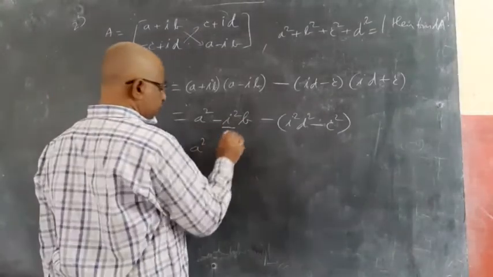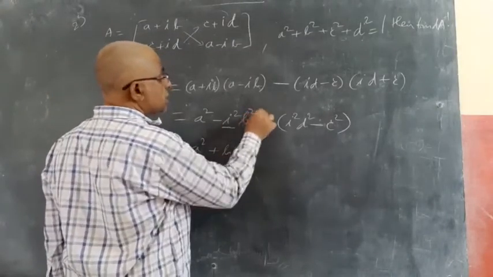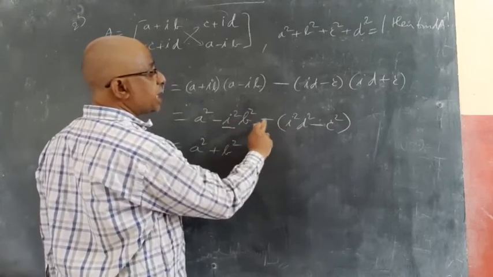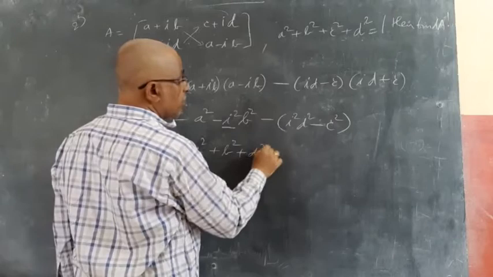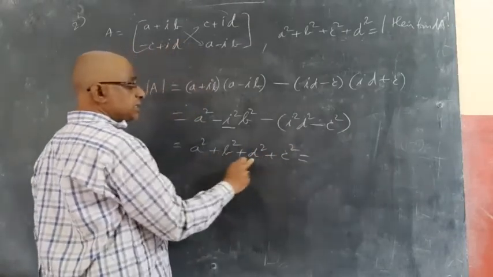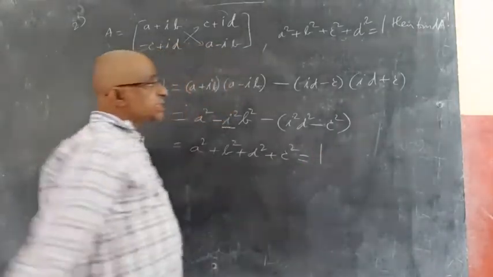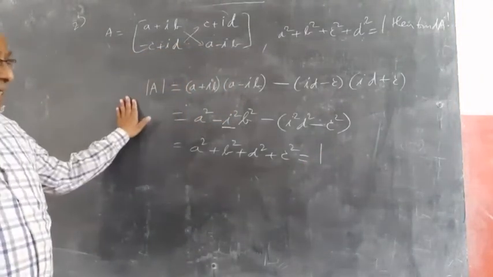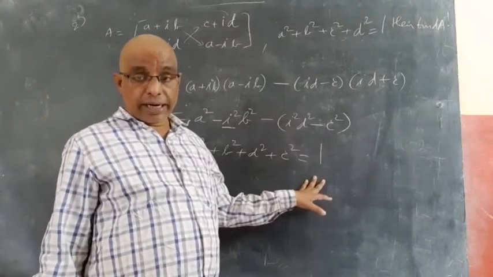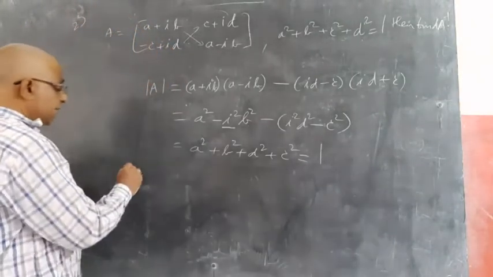So minus of minus, plus B square. Again i square is minus 1, minus into minus, plus B square. Minus into minus, plus C square. So I got A square plus B square plus C square plus D square. Its value is given as 1. Means I got determinant A equal to 1. Determinant A is 1. Now I need A inverse.